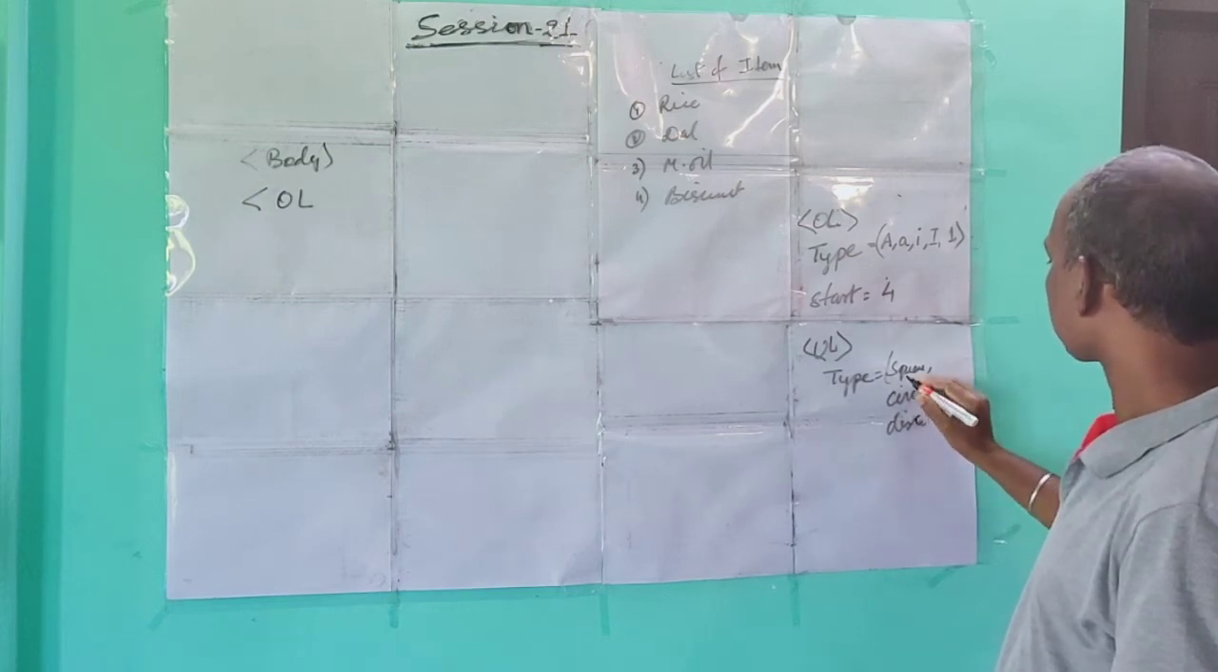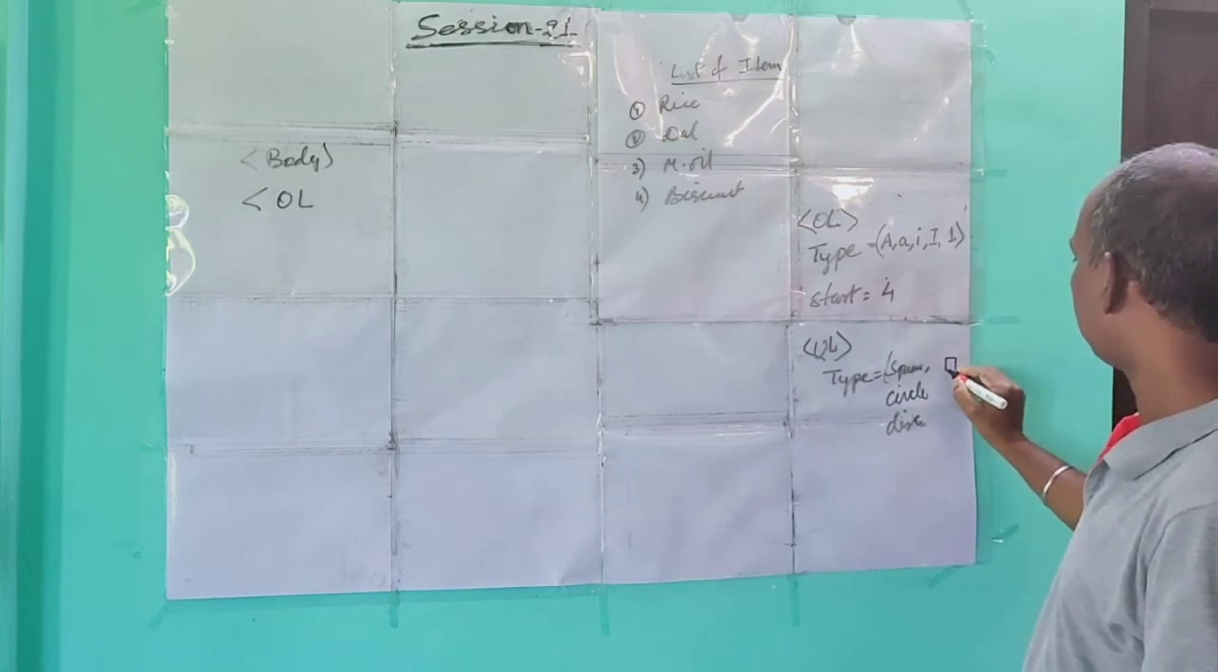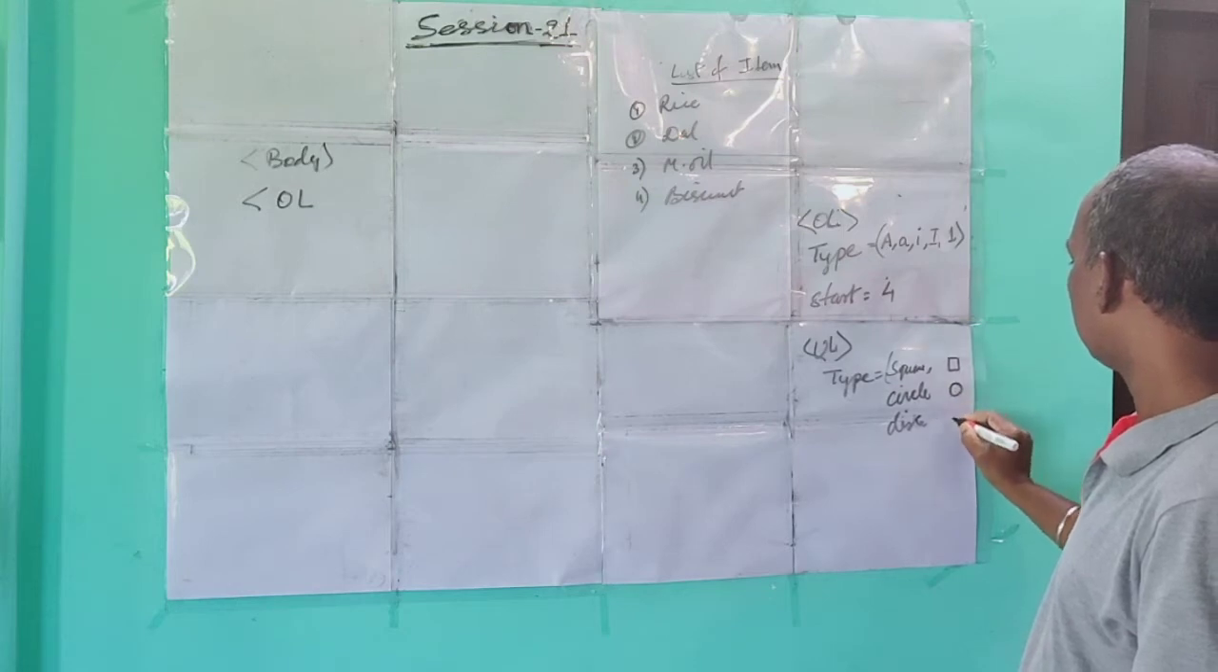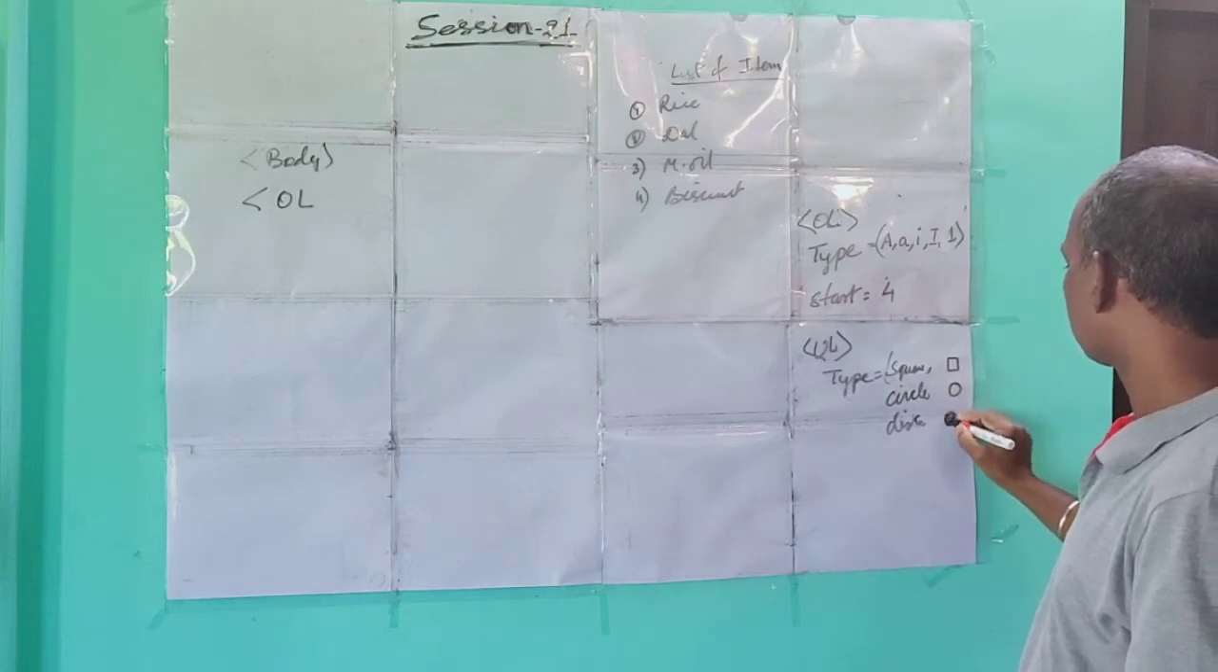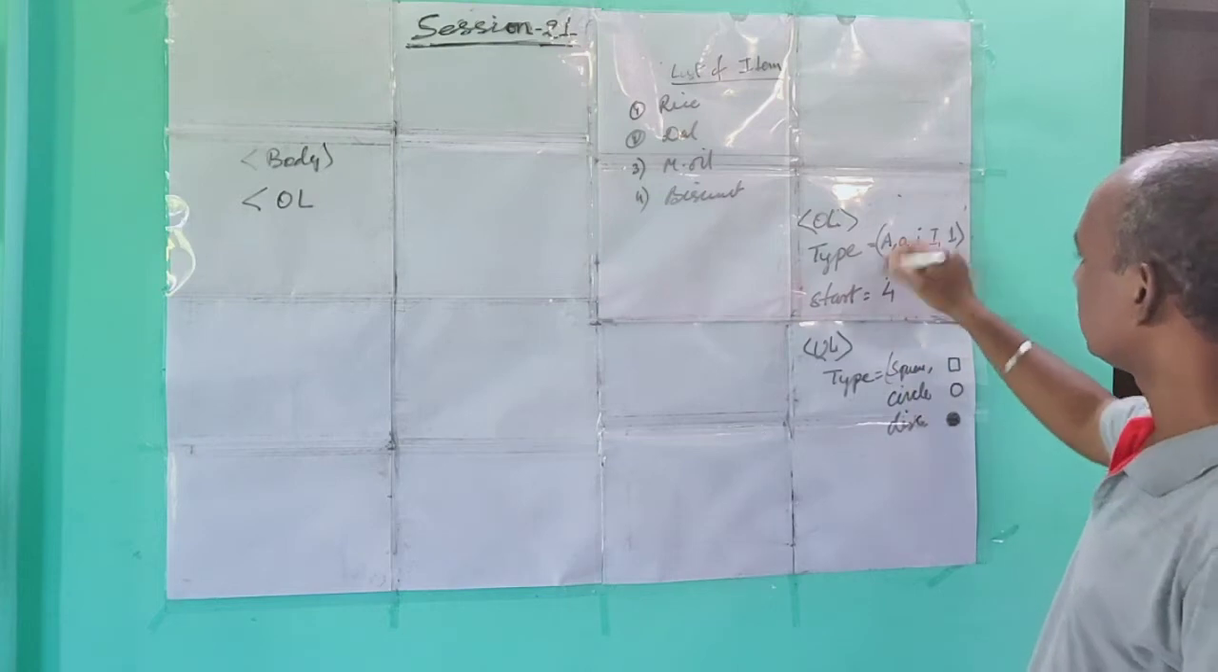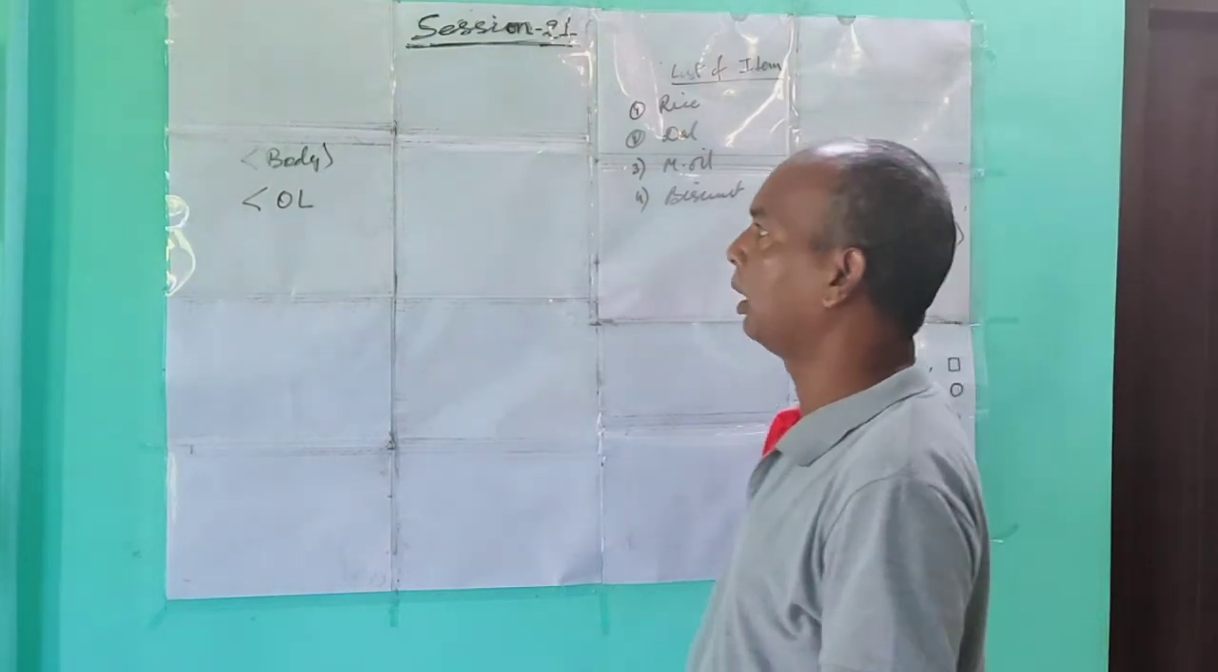Disc. This is the figure of square, this is circle, and this is disc. So these are the attributes and values of the OL and UL tags.